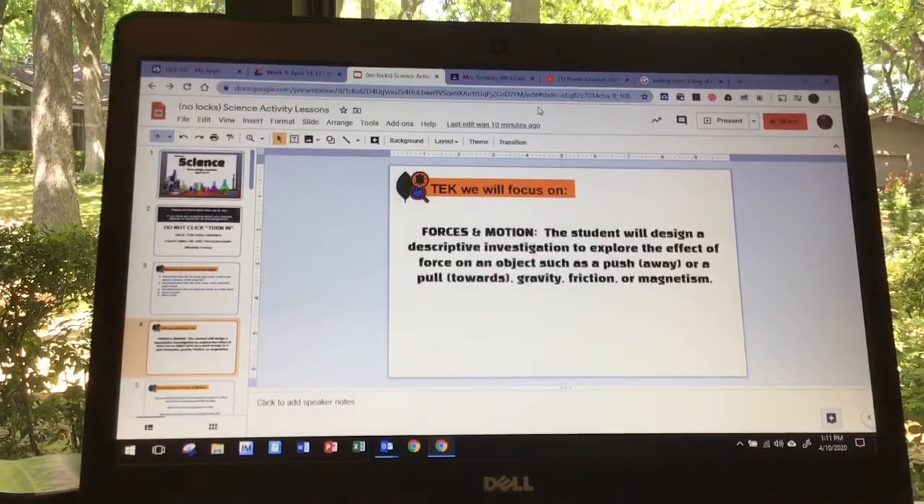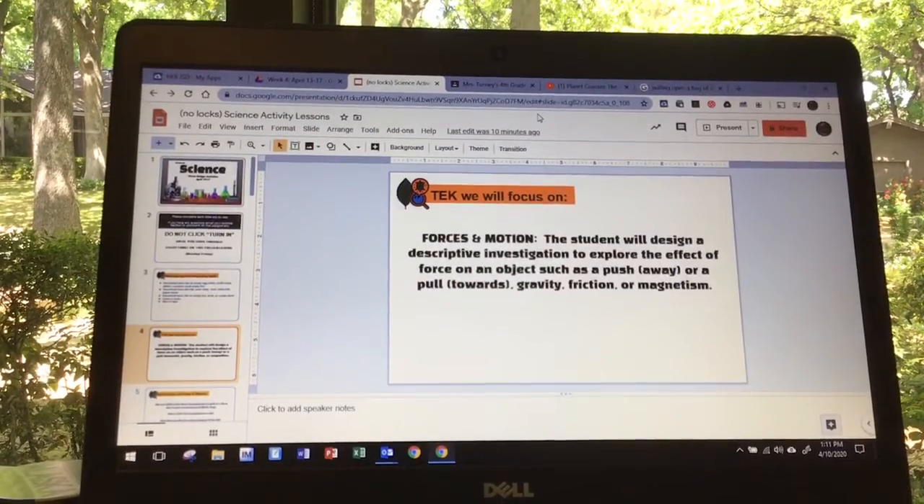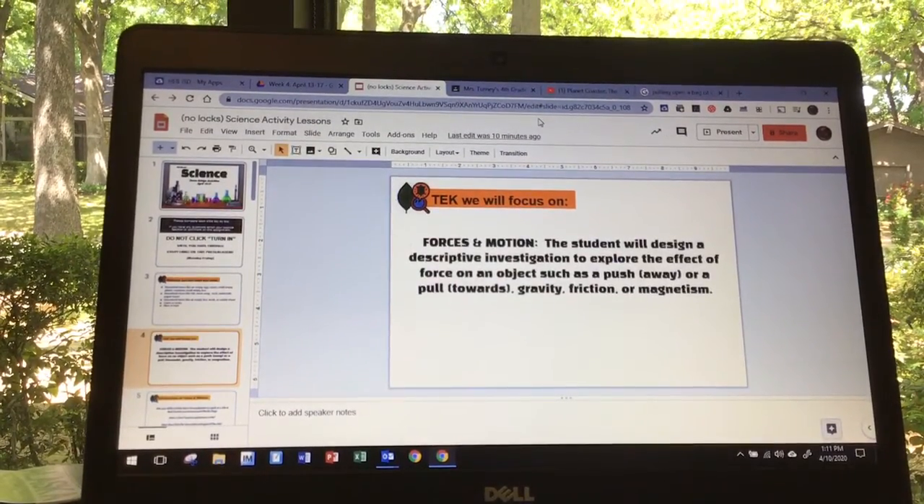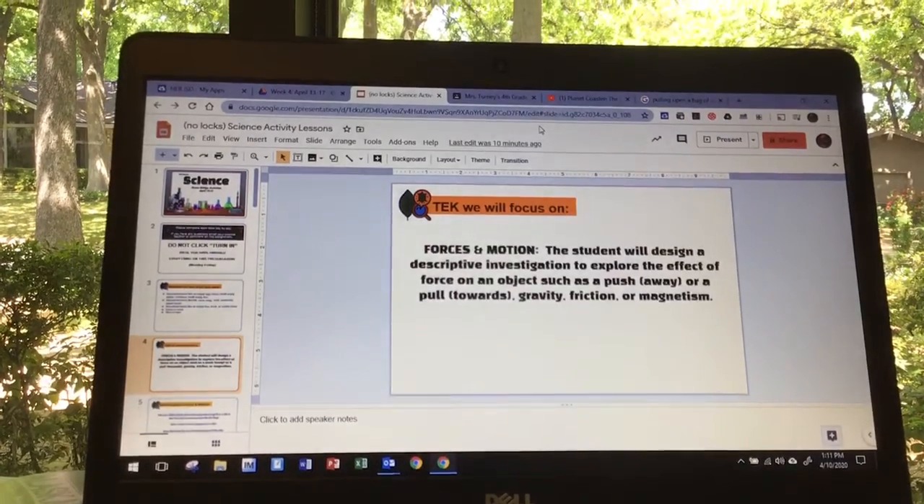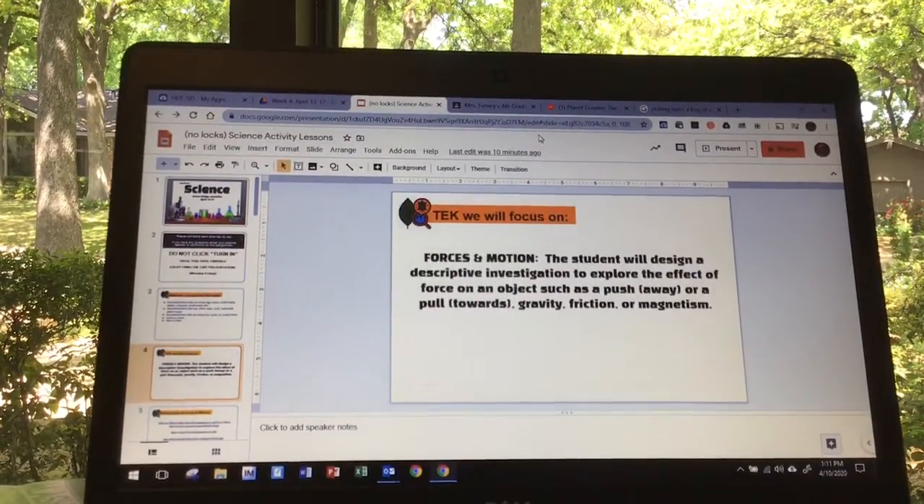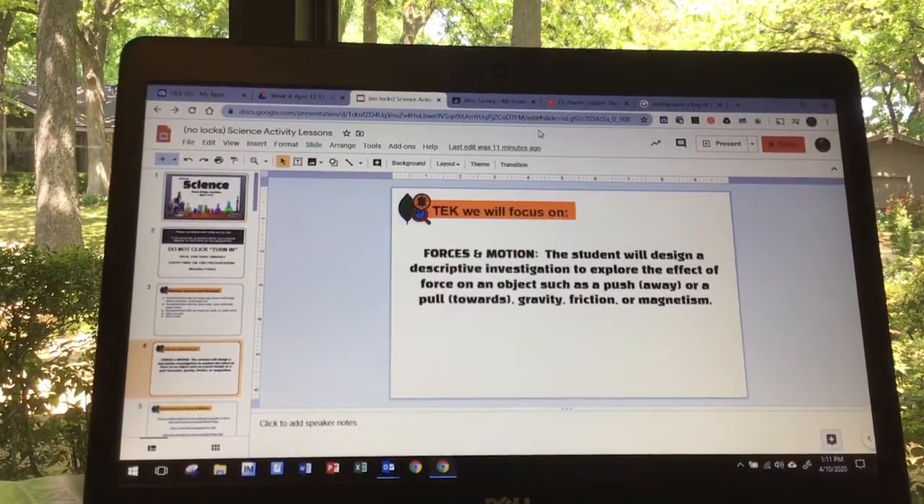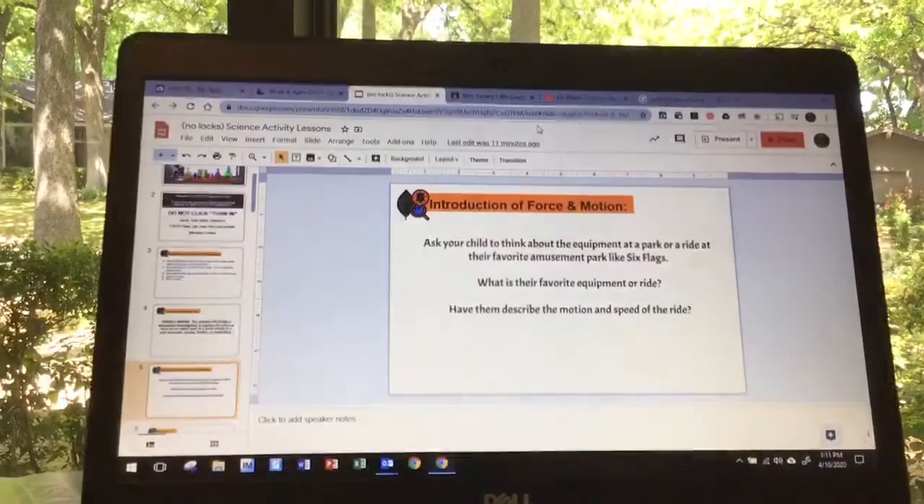All right, and we are looking at force and motion. We will design a descriptive investigation to explore the effect of force on an object, such as a push, which is away, or a pull, which is towards. We'll also look at gravity, friction, and magnetism.